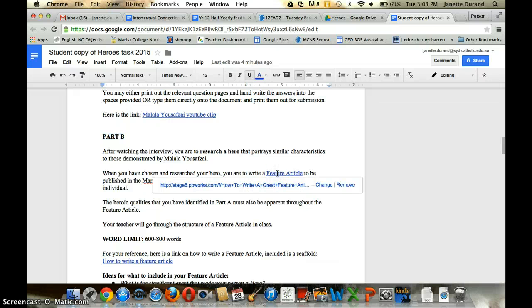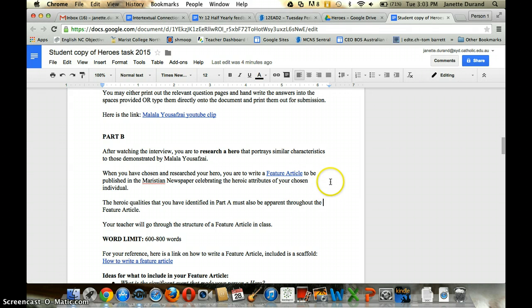Now, embedded in the task is how to write a great feature article. So you click on feature article and the link will come up, and that will give you a guide as to how you need to do it.